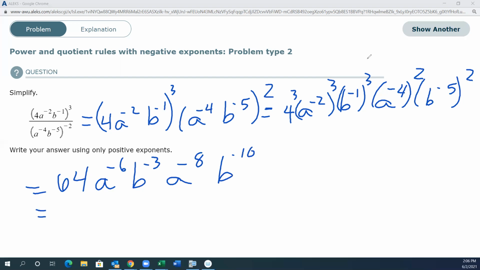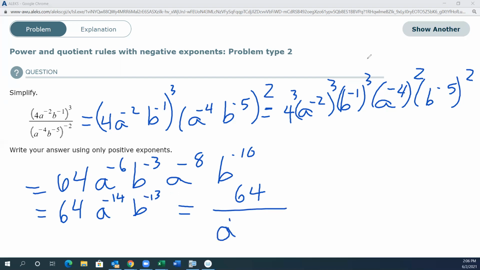So we could get rid of the negative exponents right away, but instead I'm just going to say, hey, a to the -6 times a to the -8. They're being multiplied and the bases are the same, so I'll add the exponents and get -14. Same thing with the b's. I'll add them and get -13 for the exponent. Now, I could have done it earlier, but I didn't want to. Now I choose to get rid of those negative exponents. That's it.